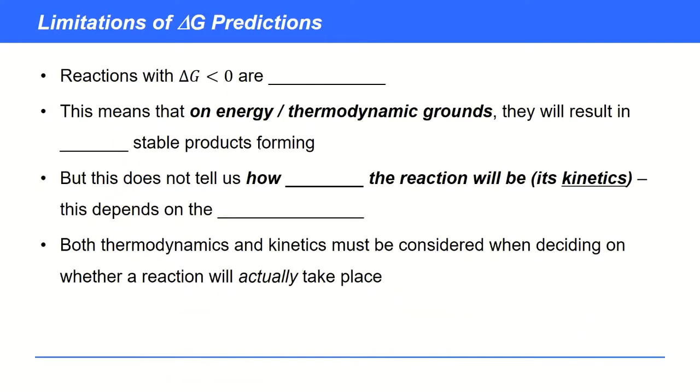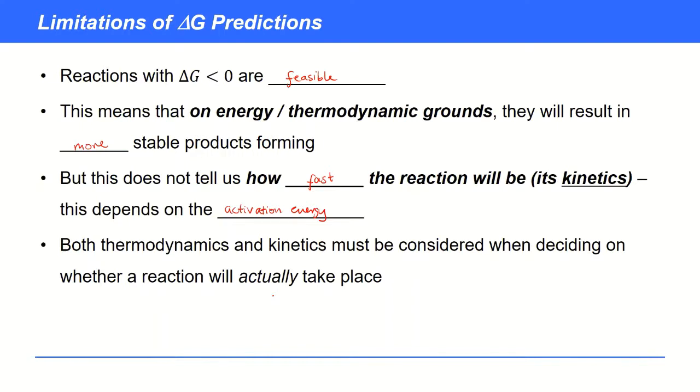So where does that leave us as we finish? Reactions with delta G less than 0 are feasible. This means that on energy, or thermodynamic, another word, grounds, they will result in more stable products forming. But this does not tell us how fast the reaction will be. It's kinetics. This depends on the activation energy. So by rights, anything with delta G less than 0 should happen, but it doesn't.